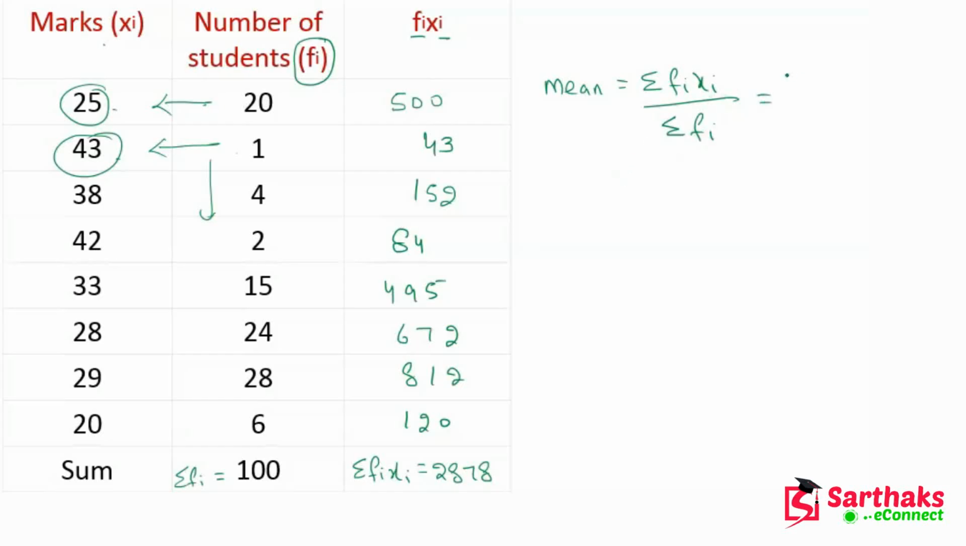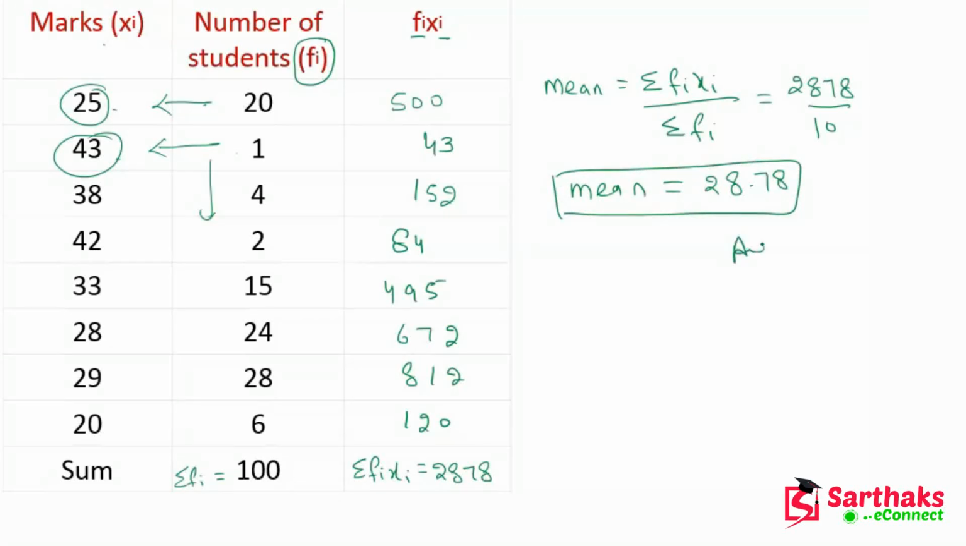We know the value of summation of Fi Xi is 2878, and summation of Fi is 100. If we solve this we get 28.78. So this is the mean, and this is the answer of this question. I hope you understand these things. So now let's move on.